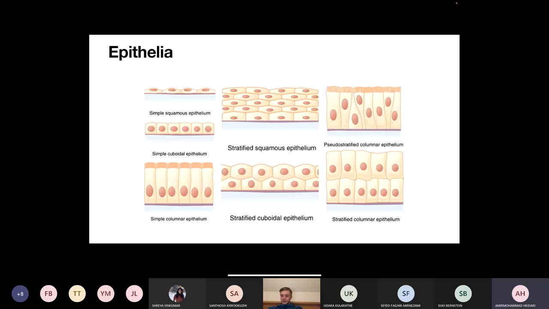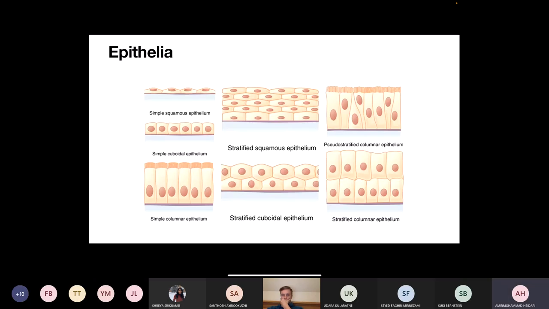Coming on to the next one, simple cuboidal epithelium. These are found in the glands of your body or sometimes in your bronchioles and also the kidneys. These are also good for secretions, to secrete things, and also absorption.